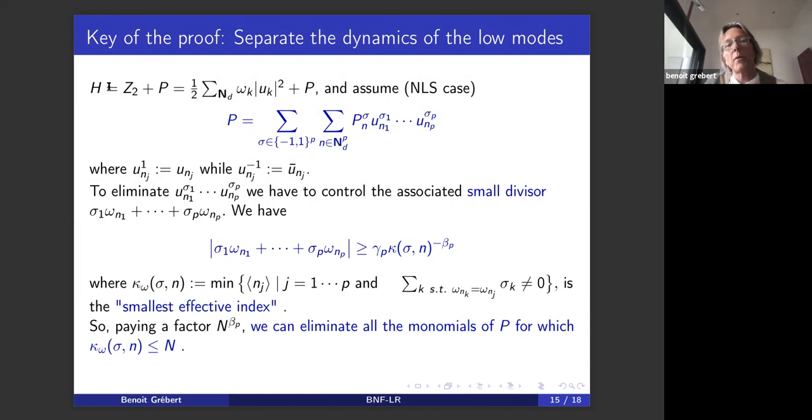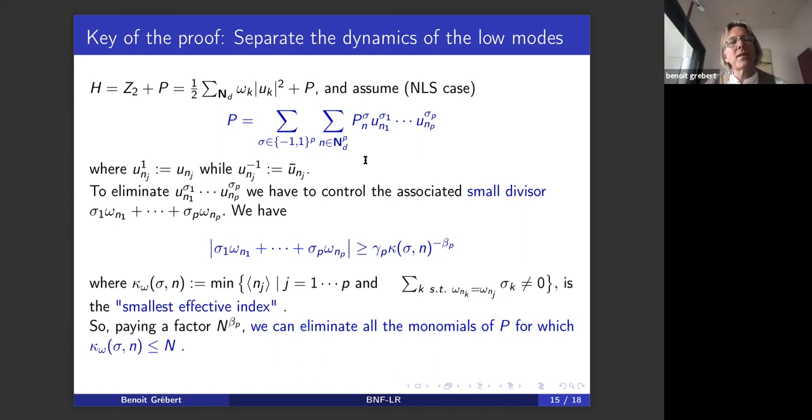You recall that the Hamiltonian is composed of a quadratic part and then a nonlinear part, and P is exactly something of order p. When you want to write a polynomial of order p in the Fourier coefficients, you obtain an expression of this kind, with some coefficient P_{σ,n}, and all the modes u_{n1} to u_{np} appear, where σ1 to σp can be u_n or ū_n. This is typical in the NLS equation. So you obtain something of this kind for a general homogeneous polynomial of order p.